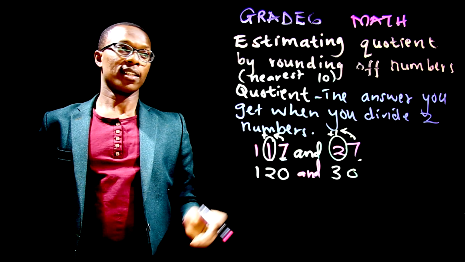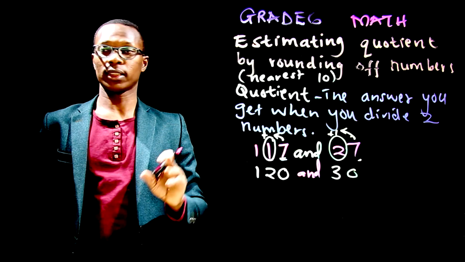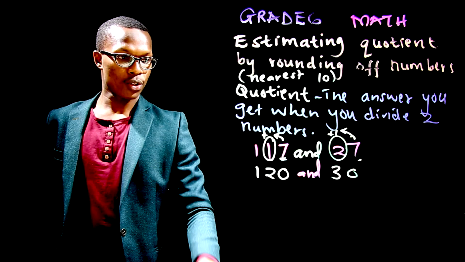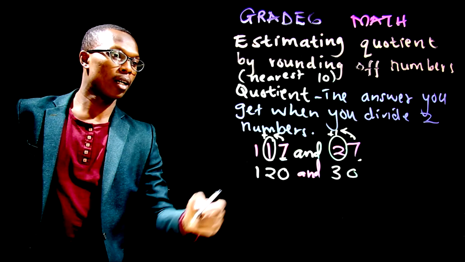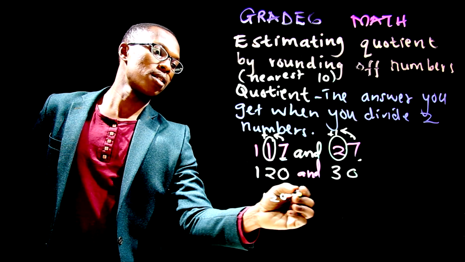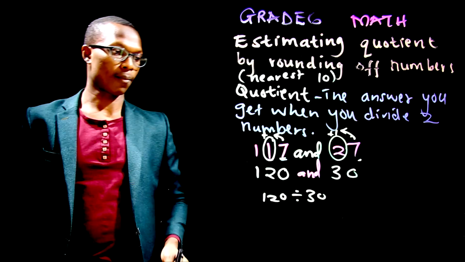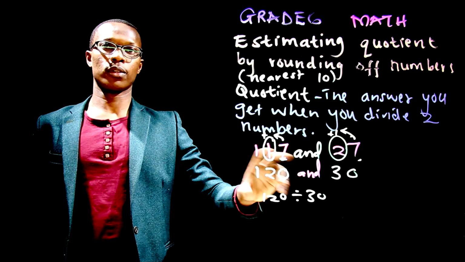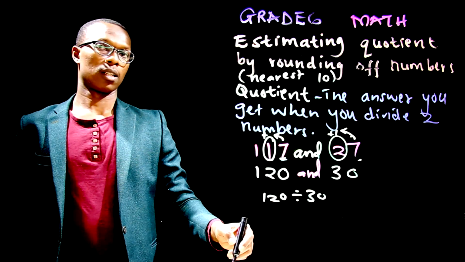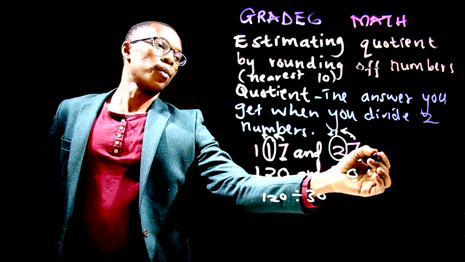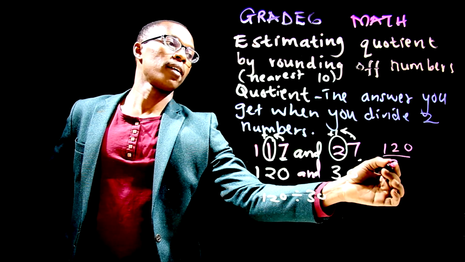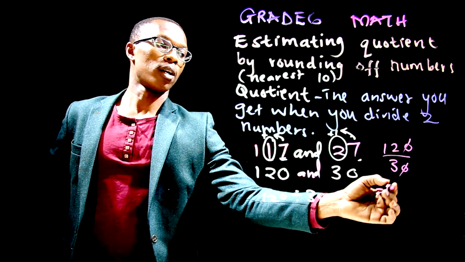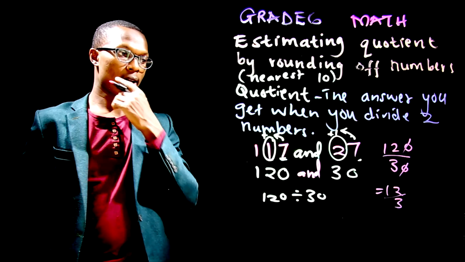Is that okay? Now we want to find the quotient. The quotient is the number that you get after dividing the two numbers. Is that okay? So let's see. We're going to have 120 divided by 30. Sometimes to make your work easy, you don't need to do a long method. You can just simply say we have 120 divided by 30. So this 0 will go with this one. So what you're having is 12 over 3.